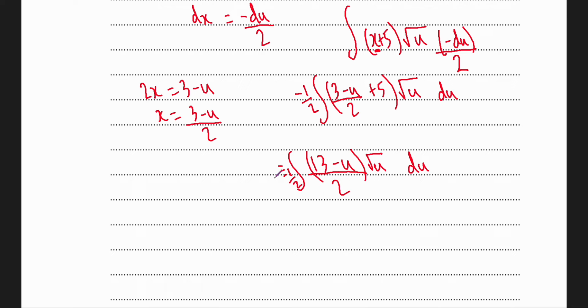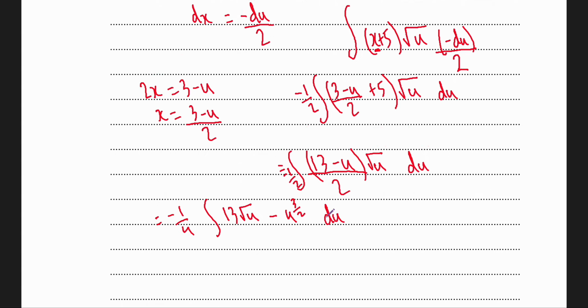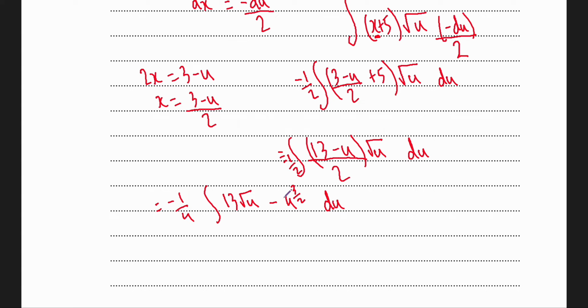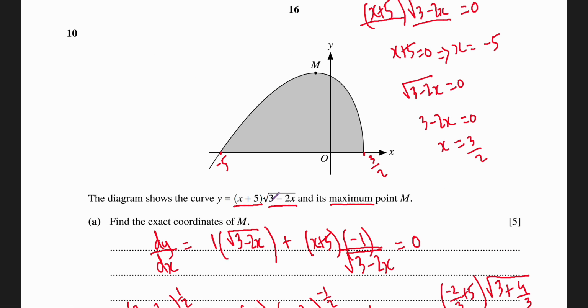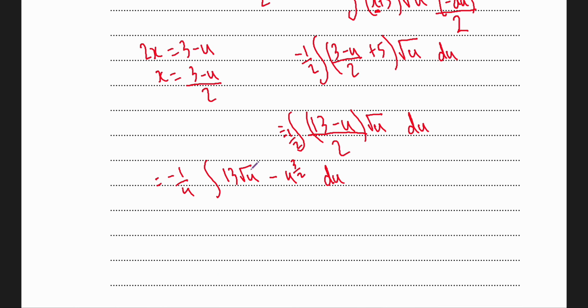Now we can bring the half over here outside, so we have negative a quarter integral of, and we can expand the bracket, so we can have 13 square root of u minus u times square root of u is u to the power 3/2. It's just simple indices with respect to u. And now you see we can actually start integrating because this is all in terms of u. We have got rid of x, and this is an integral that's very easy to do with just the reverse power rule. Whereas if you have to integrate this right here, yeah, good luck with that. I don't know how you're going to integrate that without u substitution. So now you have this right here.